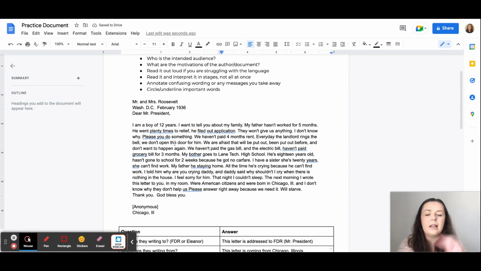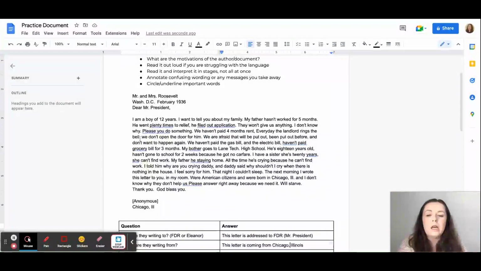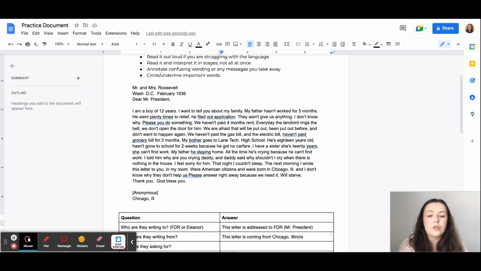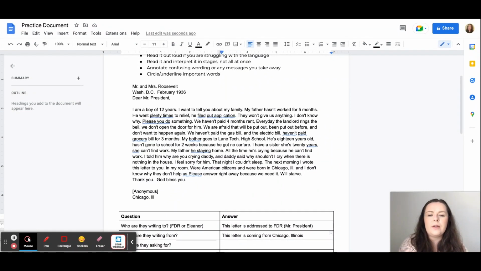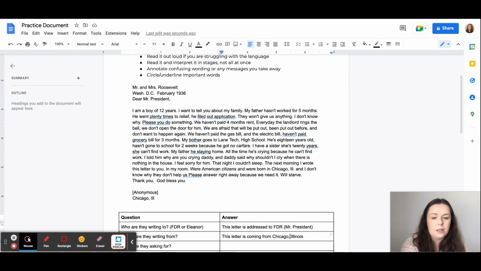So I'm going to read and, like I said, pause and annotate as I go. Dear Mr. President, I am a boy of 12 years. I want to tell you about my family. My father hasn't worked for 5 months. He went plenty times to relief. He filled out application. They won't give us anything. I don't know why. Please, you do something.